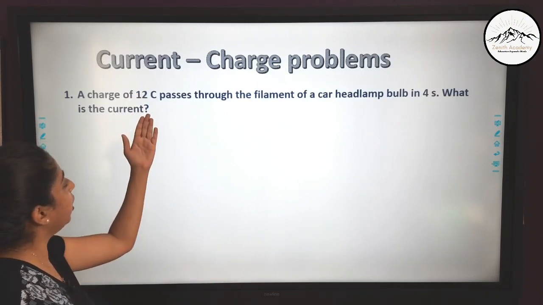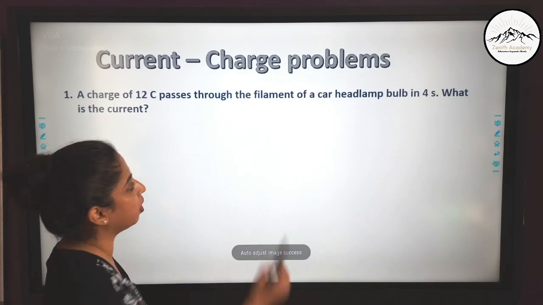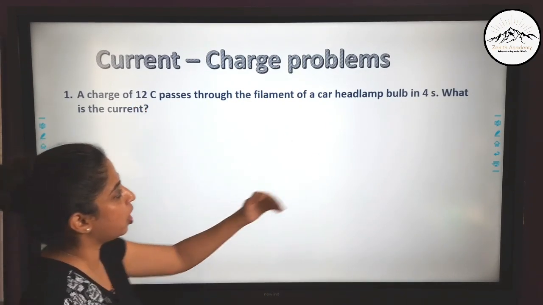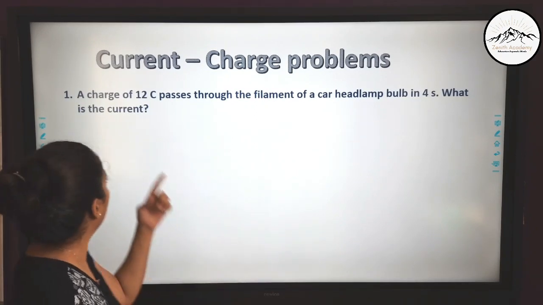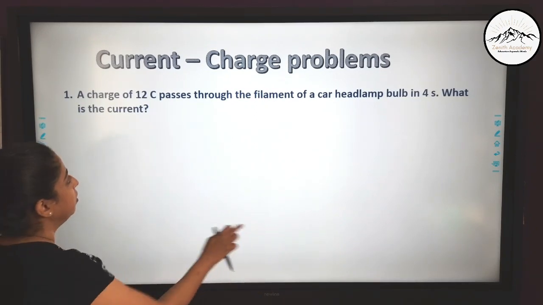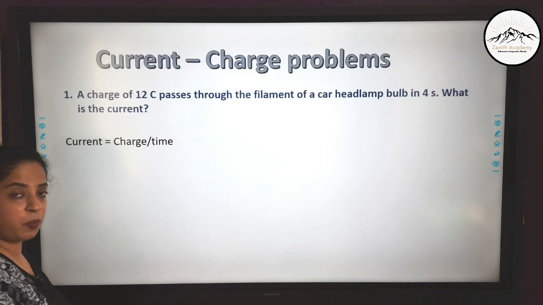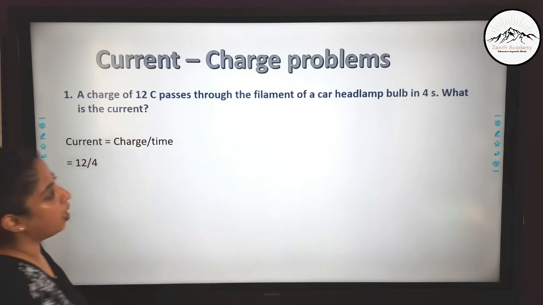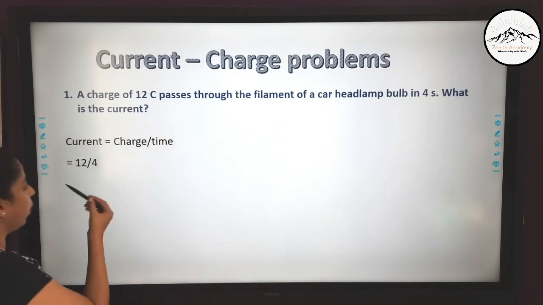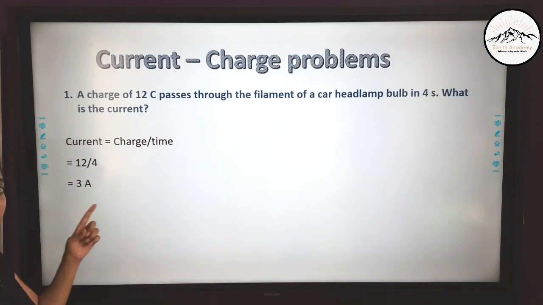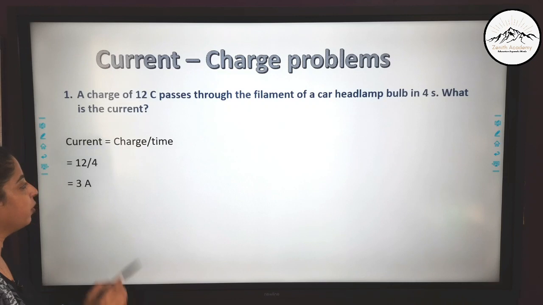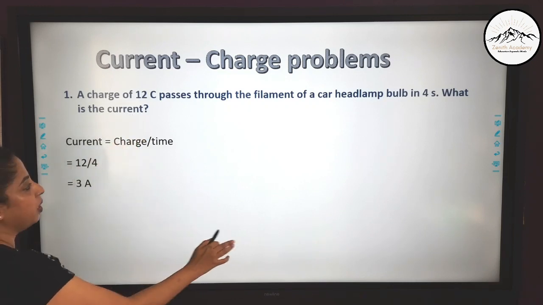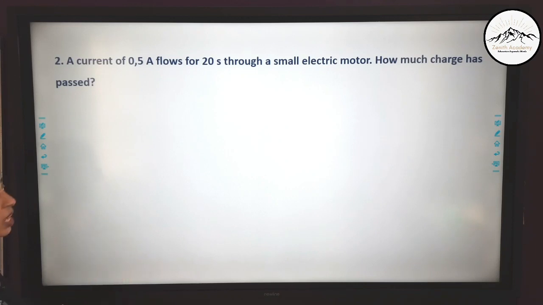A charge of 12 coulomb passes through the filament of a car headlamp bulb in 4 seconds. They have given total charge and time. What is the current? We know current is charge upon time. So charge was 12 and time was 4 seconds. So 12 upon 4, which is 3 ampere. Make sure that you remember the units very well. They have asked current, so the answer will be in amperes. Let's see the next question.